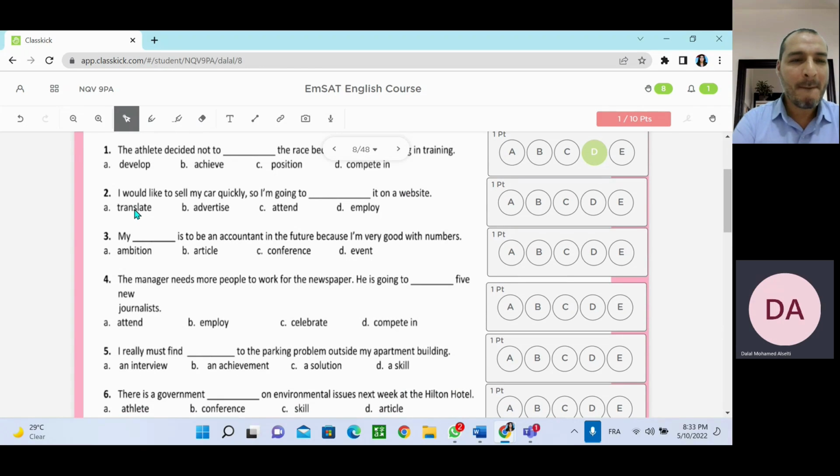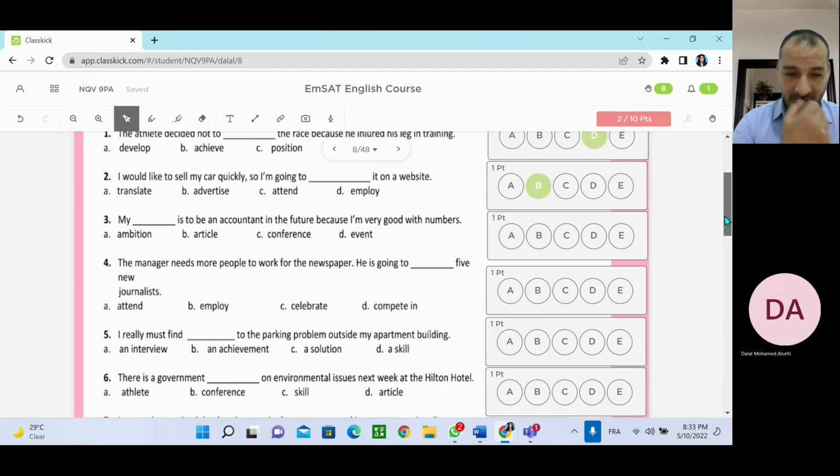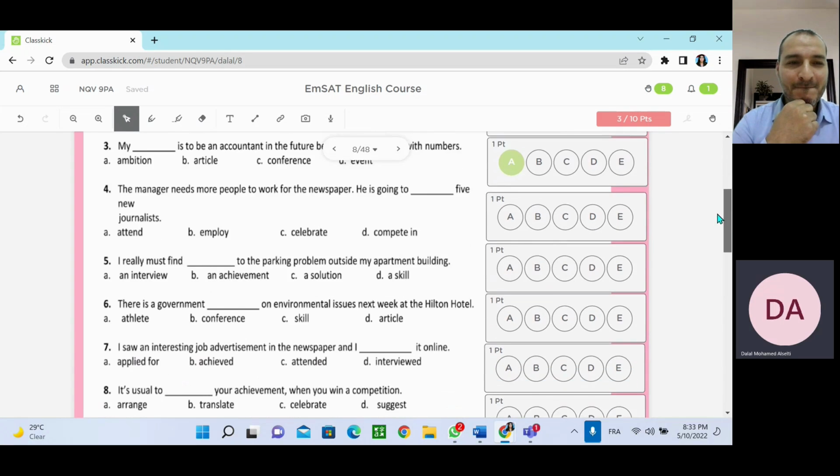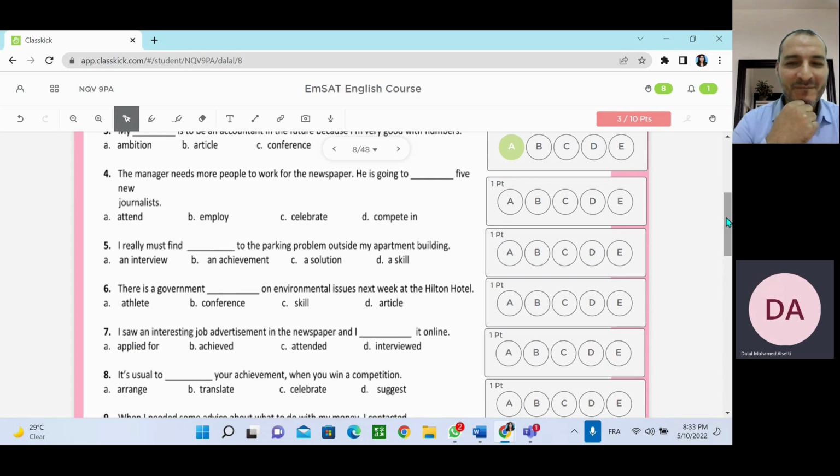I would like to sell my car quickly, so I am going to advertise it on a website. Yes, we say advertise on a website. B, right. My ambition is to be an accountant in the future because I am very good with numbers. My ambition, my wish.